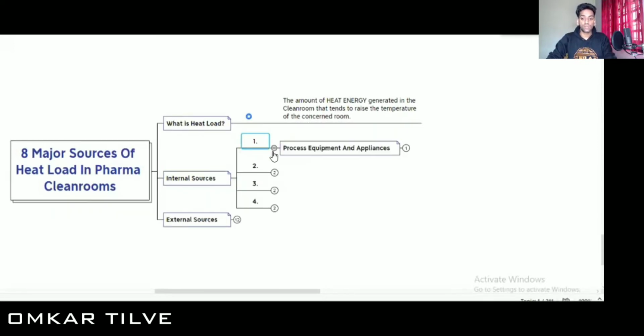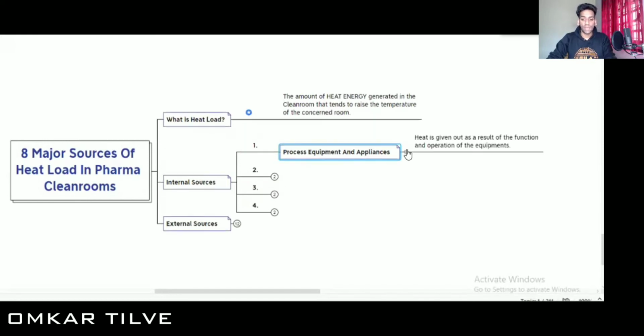The first internal source is the process equipment and the appliances. Let us see why. Heat is given out as a result of the function and operation of these equipments. These equipments can be anything like the granulation machine, the weighing machine, the bottle filling machine, the bottle washing machine. Any equipment which dissipates heat as a byproduct will add heat to the clean room, and so this needs to be taken into consideration as a heat load during the calculations.